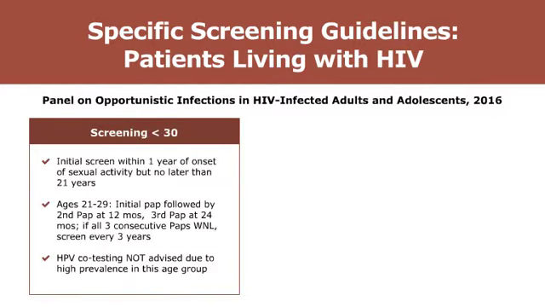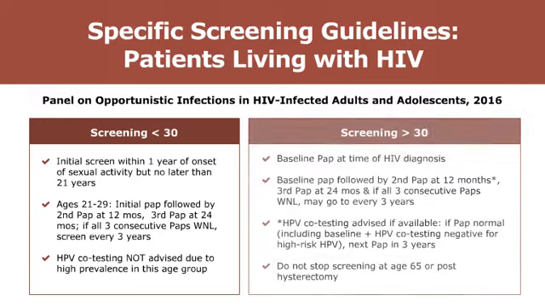For those younger than 30, the initial cervical cancer screening should be done after 1 year of the onset of sexual activity, but no later than age 21. Those older than age 30 should have a baseline Pap at the time of HIV diagnosis. There is currently inadequate evidence to recommend stopping screening at age 65 as recommended for HIV-negative persons. Even if the cervix has been removed, vaginal screening is still recommended to screen for cancer.